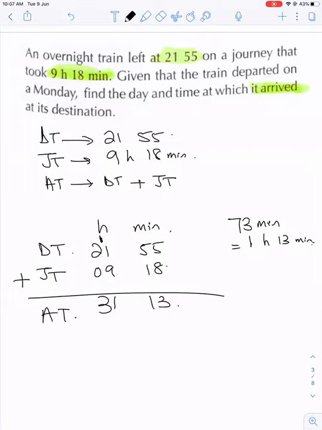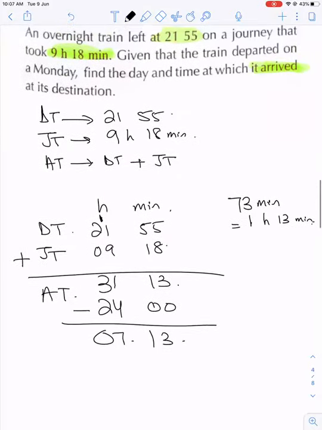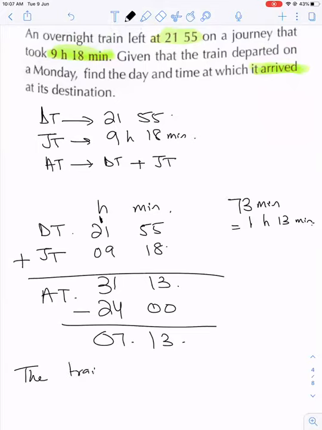If you notice that the arrival time has turned out to be more than 24, that means the next day has started. Now, in order to change it to the 24-hour clock time on the next day, you know it's the next day, but what was the time the next day? In order to find that out, you will have to subtract 24 hours from the arrival time. Okay, it's 7:13. The train arrived at 7:13 the next day.